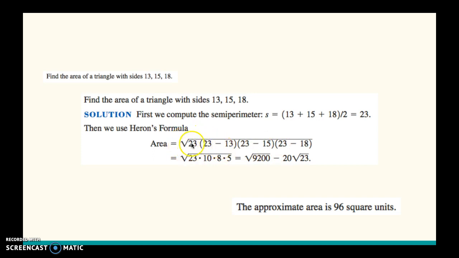And so the first time it's just by itself. The next time it's with each parenthesis, which is multiplied all across, minus the first side length, minus the second side length, minus the third side length. And then all I need to do is just simplify this, and I get that approximately the area is 96 square units.